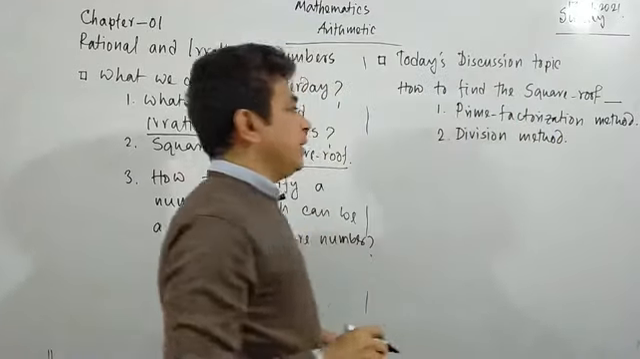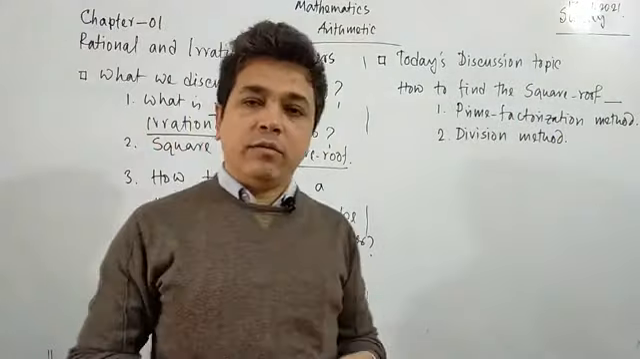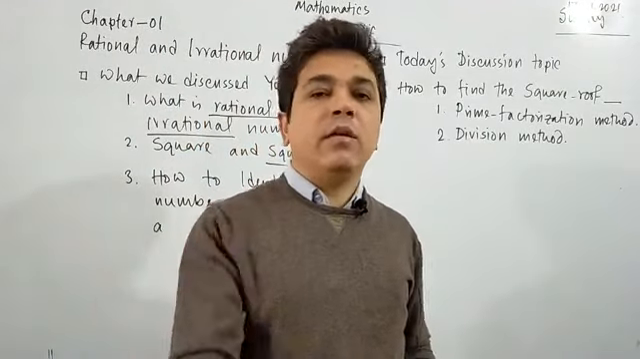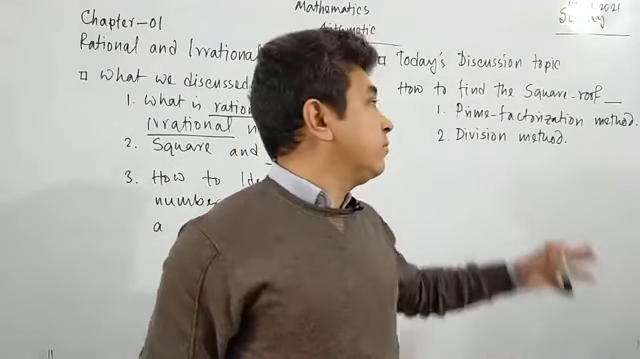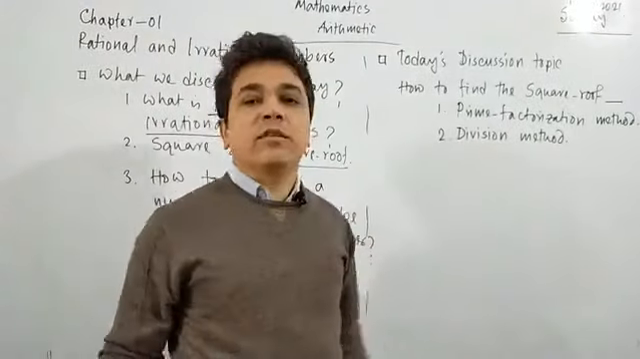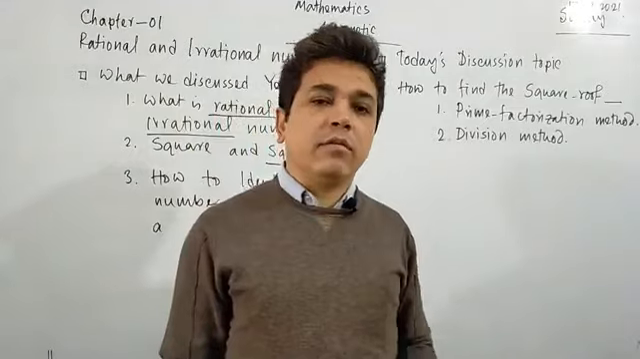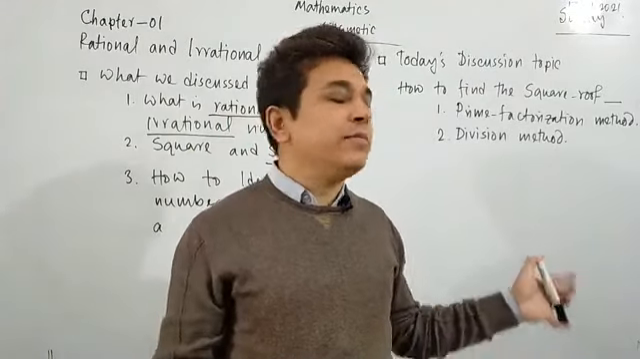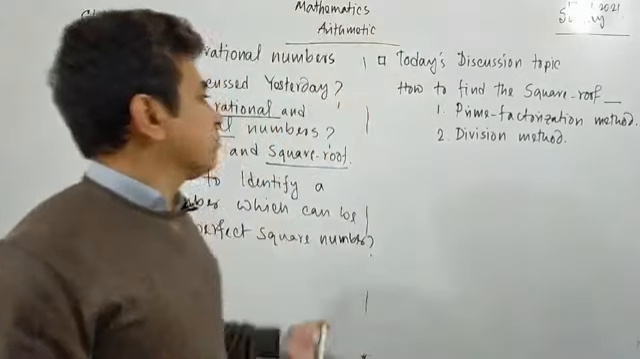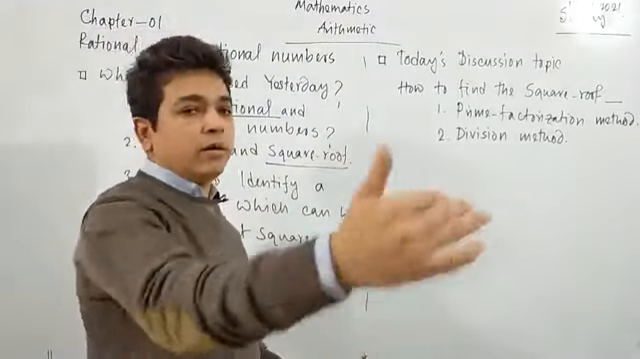Okay, so two methods we can apply to find the square root. Sometimes you will feel the prime factorization method is very easy, but sometimes this division method is very helpful for you to find the square root. When you understand both of these methods, I think you will prefer the division method, because the prime factorization method is a little longer.